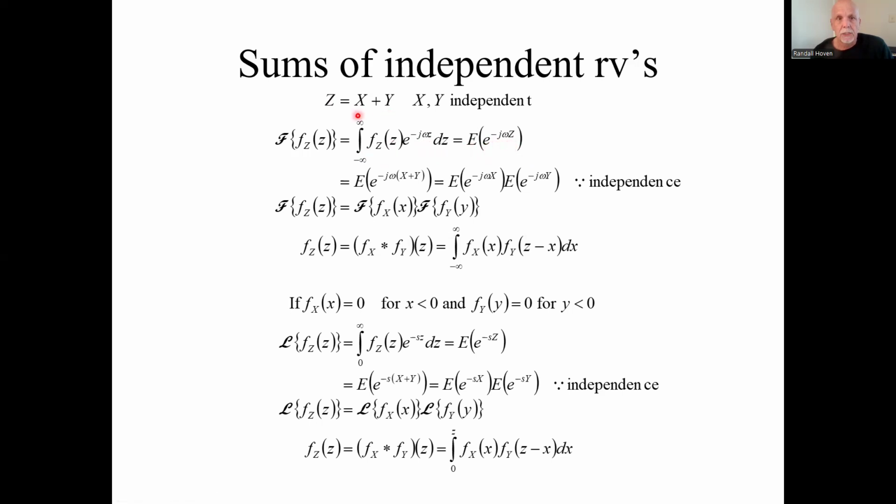And in this case, z is a sum. So this z is x plus y. And remember, if they're independent, you can break up an expectation like this. This exponential, because it's a sum, is a product. And because they're independent, the expectation of the product is the product of the expectations. And this is then the Fourier transform of x. This is the Fourier transform of y.